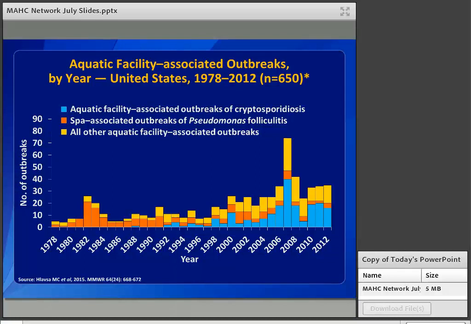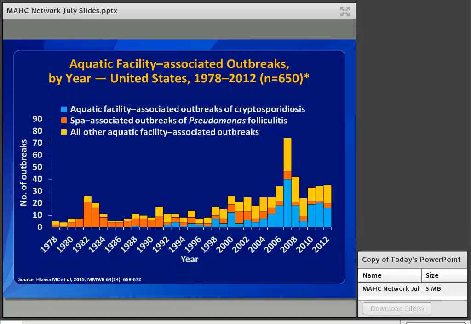This histogram here focuses on the aquatic facility-associated outbreaks by year of occurrence to CDC, and it breaks it down to type of outbreak. The blue bars represent aquatic facility outbreaks of cryptosporidiosis. The orange bars represent outbreaks associated with spas and being caused by Pseudomonas, so Pseudomonas folliculitis, and the gray bars represent all other outbreaks. And as you can see from the graph, it's really the cryptosporidiosis outbreaks, the blue bars, that are driving the overall shape, especially in the last decade or so.